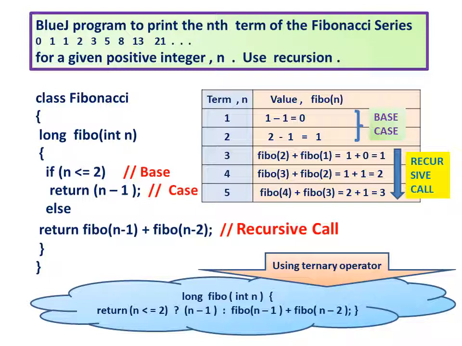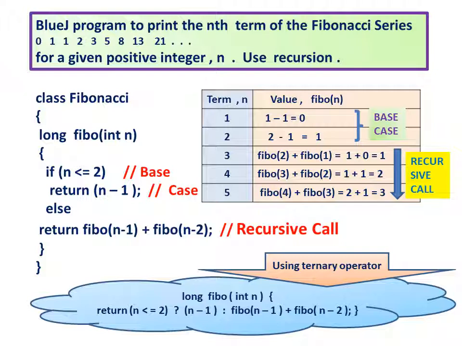When n is equal to 1, the value of the term is 1 - 1 = 0 by base case. When n is 2, the value of the term is 2 - 1 = 1 by base case. When n is 3, by recursive call, the value of the term is Fibo 2 + Fibo 1, which comes to 1. When n is 4, the value of the term by recursive call is Fibo 3 + Fibo 2, which comes to 2. When n is 5, the value of the term by recursive call is Fibo 4 + Fibo 3, which comes to 3.